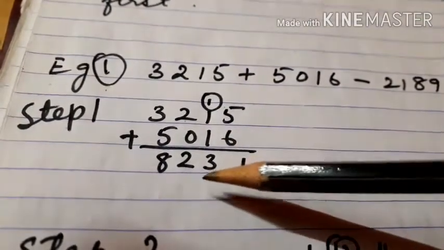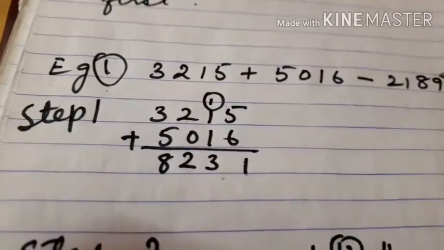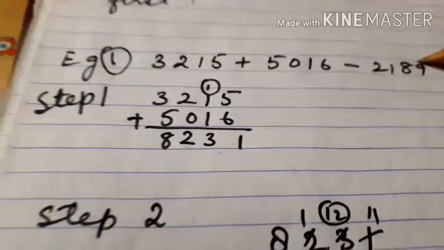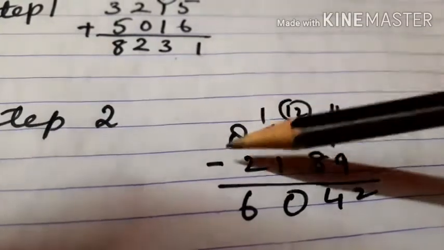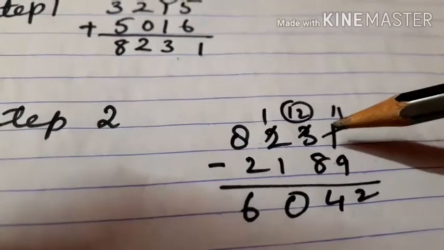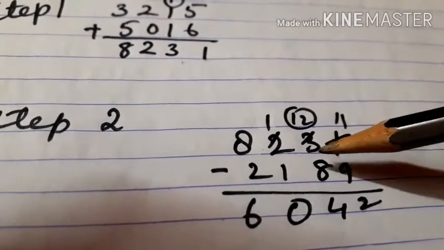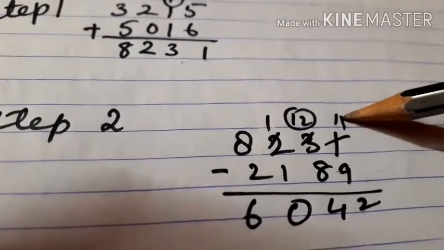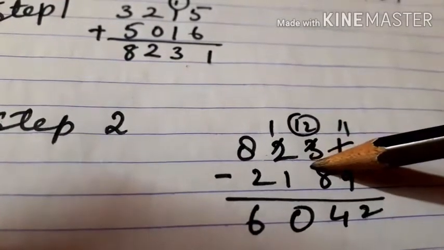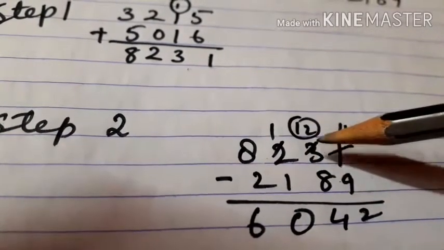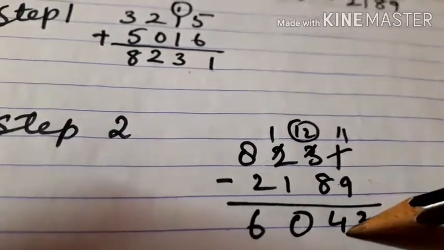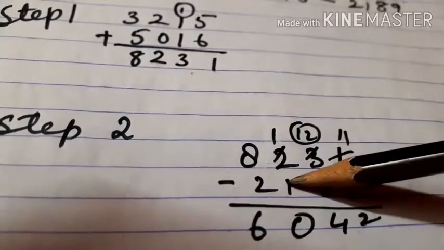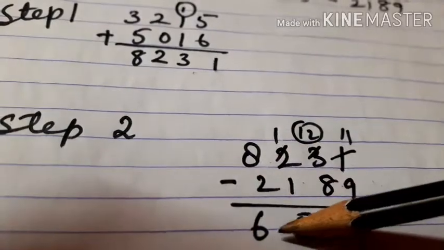Then what will be the second step? Now from this 8231, we will subtract 2189. So here we are going to subtract 8231 minus 2189. This 1 is smaller than 9, so 1 will borrow from 3 and this 1 will become 11. 11 minus 9 is 2. Now this 3 has become 2. 2 is smaller than 8, so 2 will borrow from the adjacent number and this 2 will become 12. 12 minus 8 is 4. This 2 has become 1. 1 minus 1 is 0. 8 minus 2 is 6. So the final answer is 6042.